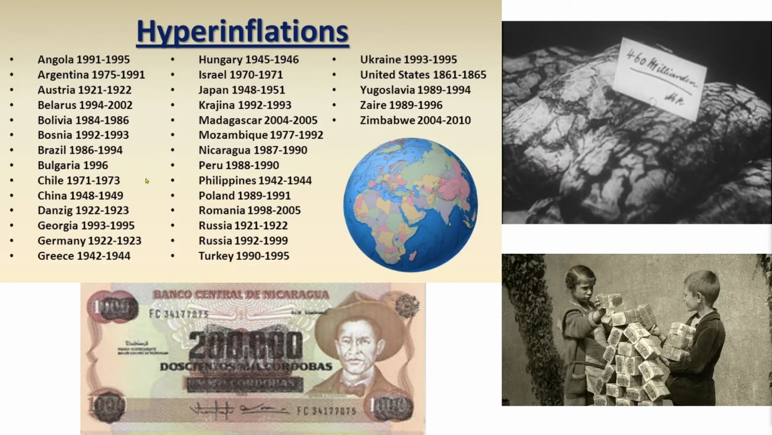Here's a list of countries that have had hyperinflation and when, and you can see, yes, the United States has experienced hyperinflation as well, and that was during 1861 to 65, which, if you know your history, would be the Civil War. But it happens, all right? Here's a Nicaraguan $200,000 bill.